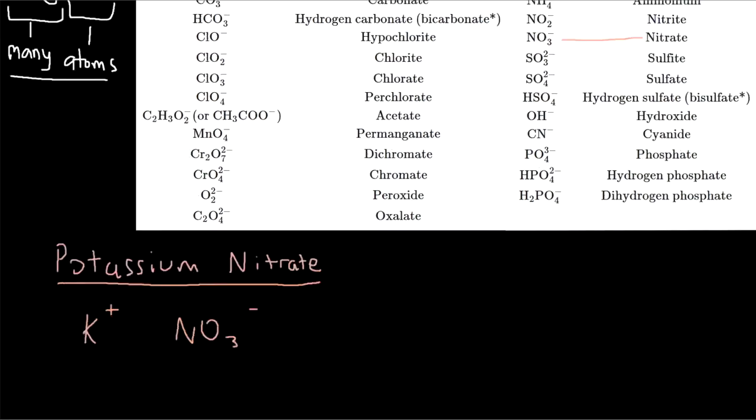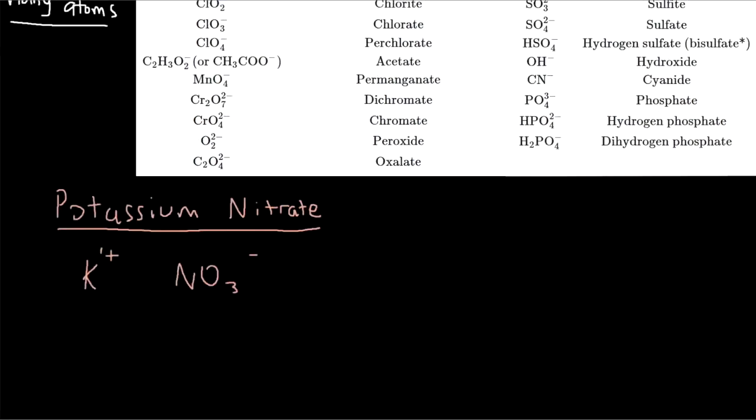Now we do the same crossover trick as before. One here and one there. But now we notice that these two cancel each other out. So when they cancel each other out, remember the rule before? We just leave it as it is, and it's KNO3, potassium nitrate. Okay, now we're going to try another example.